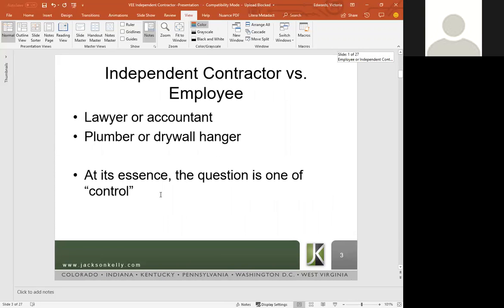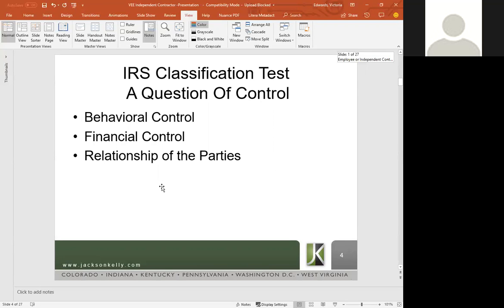Carry on. Yeah. So independent contractor versus employee. It doesn't matter what kind of independent contractor you're dealing with. It could be a lawyer, accountant, or a plumber, or drywall hanger. The issue with any type of individual that you're hiring as an independent contractor is what kind of control do you have over that individual? And there's three areas where they can consider the control factor. Behavioral, what you're having them do and not do on the job. Financial, how you pay them, what perks or benefits you're offering, if any, and then the relationship with the parties.